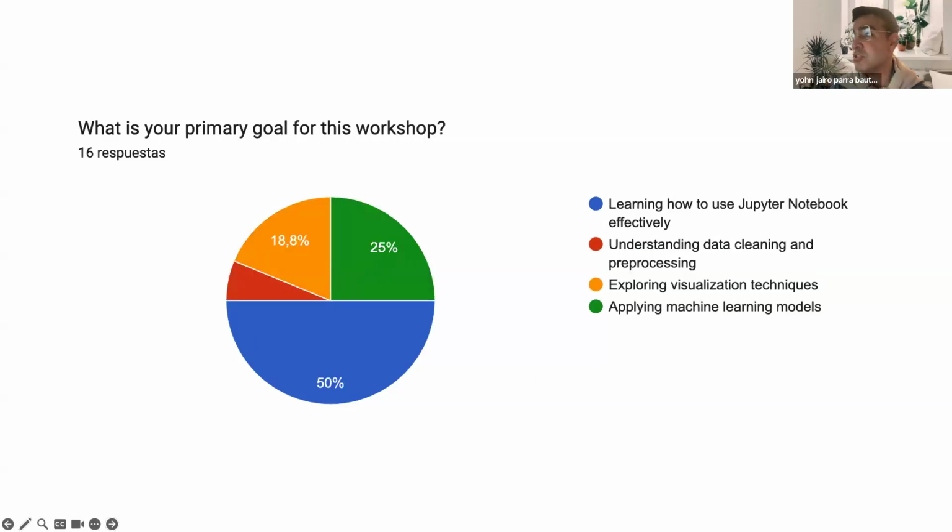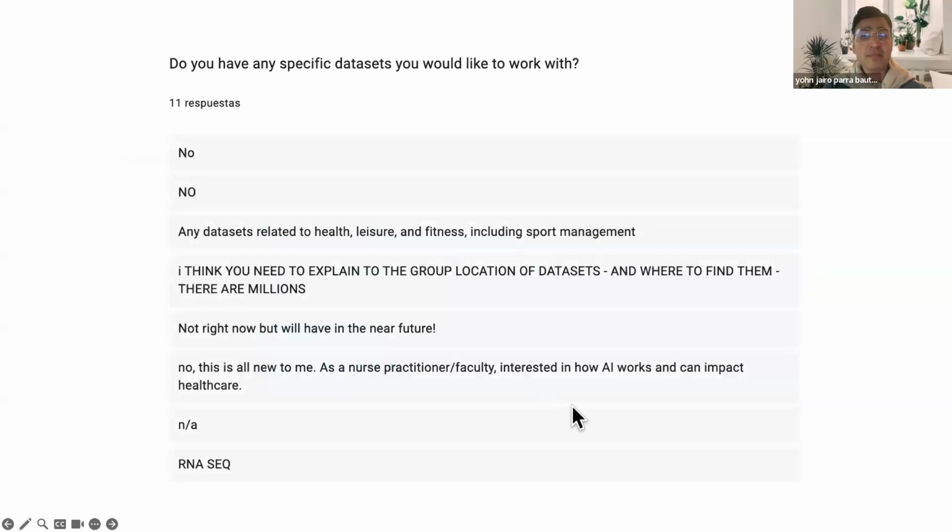So what's the primary goal for this workshop? Most of you want to learn how to use Jupyter Notebook effectively and get some recommendations of data sets. We have any data set related to health, leisure, and fitness, including sport management. Also some on how to find data sets and their locations, and some RNA sequence data, I guess, sequential. Perfect.